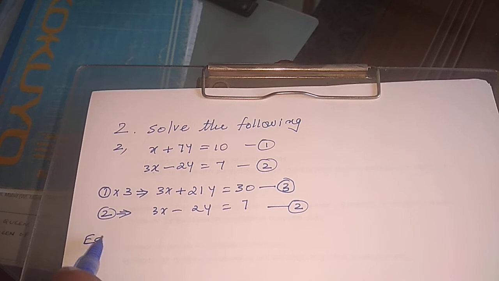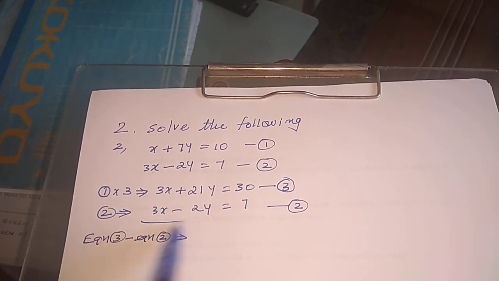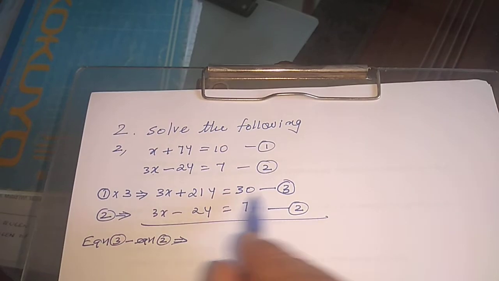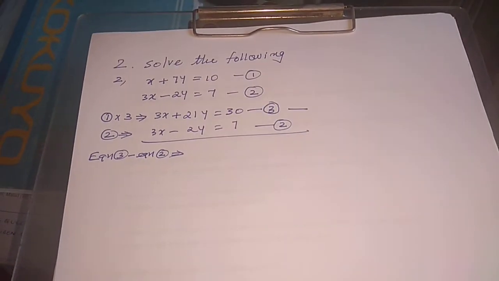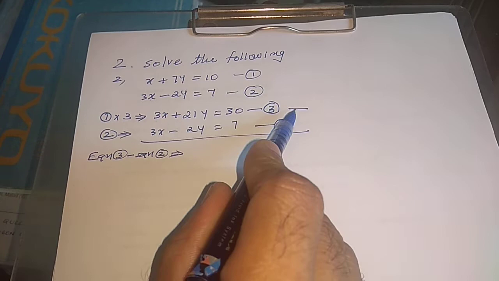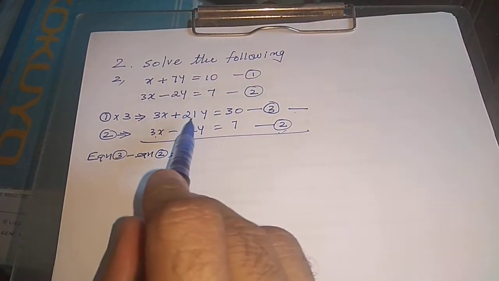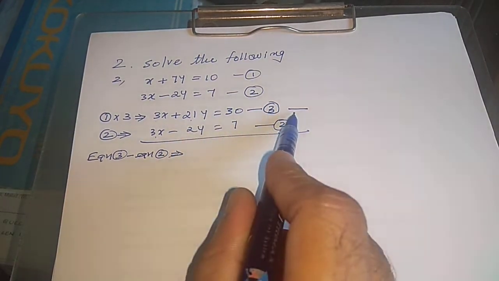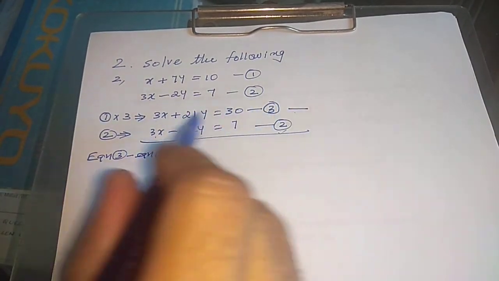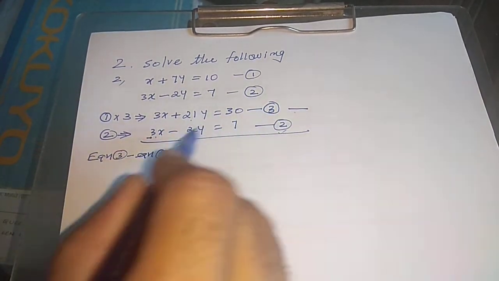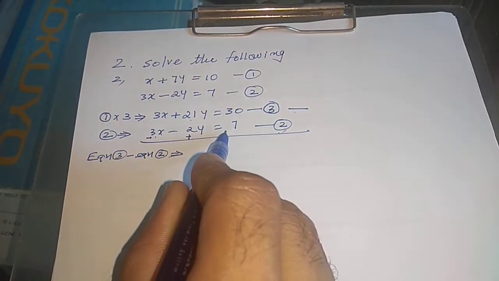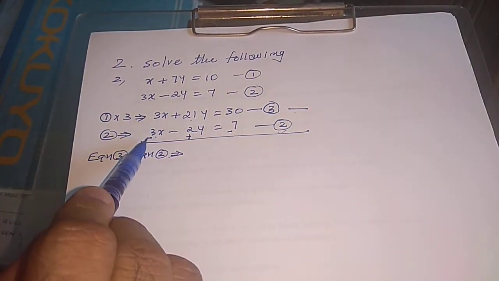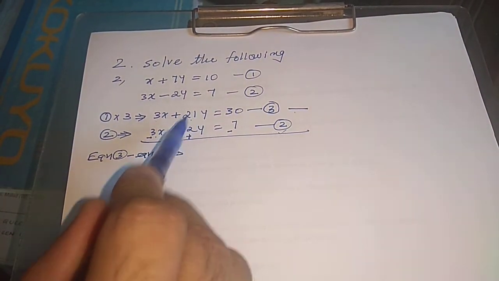So equation 3 minus equation 2. That gives us what? Equation 3 minus equation 2: 3x minus 3x becomes 0. Then 21y minus of minus 2y, that is 21y plus 2y, because minus into minus is plus, and minus into plus is minus.